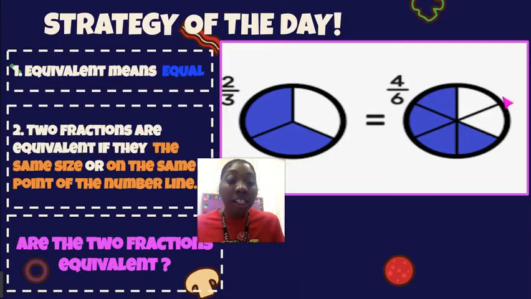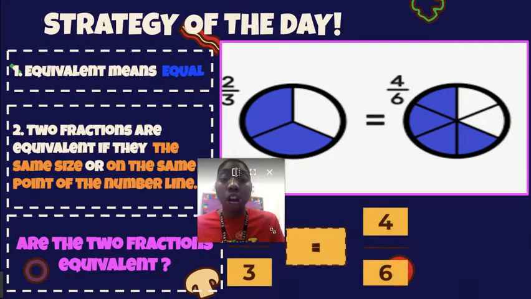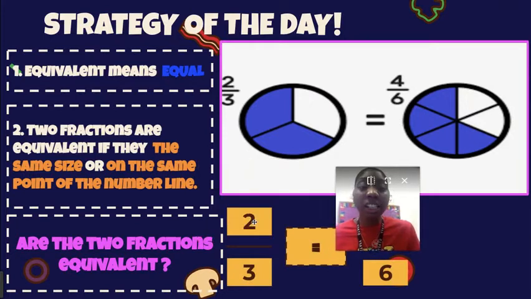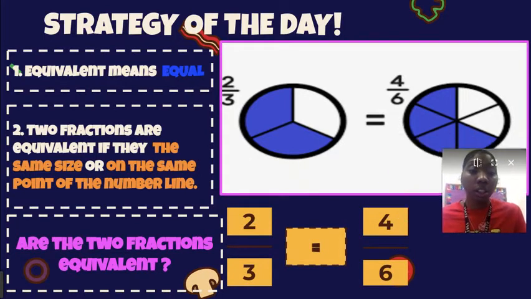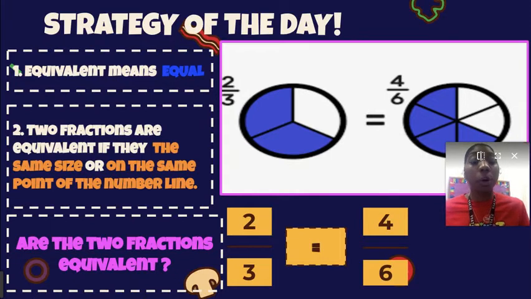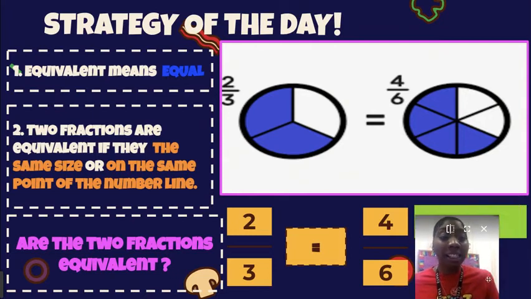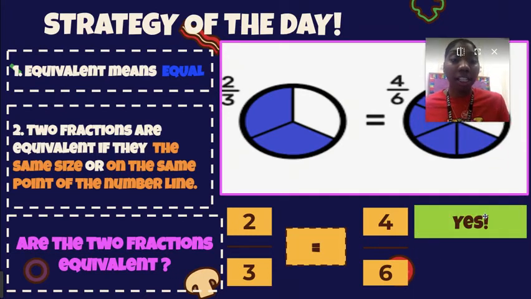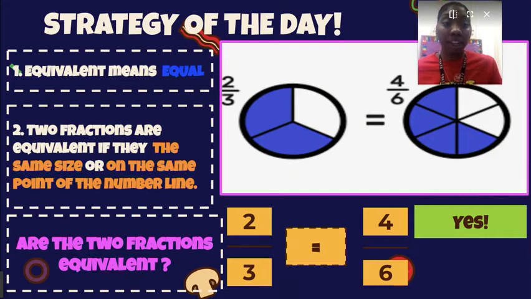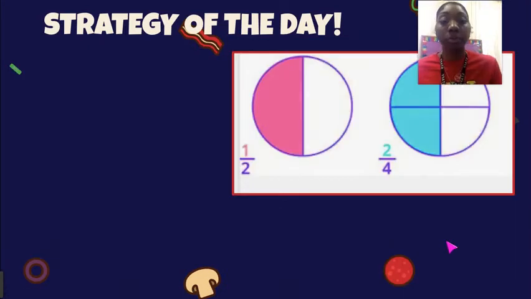If we notice, it looks like they have the same amount that is unshaded and shaded. So is 2/3 equivalent or equal to 4/6? Well, yes. And Miss Dennis is going to move herself up a bit so we can see very closely. Yes, we know that they are equivalent because they have the same amount of shaded area. So let's look closely at another figure.